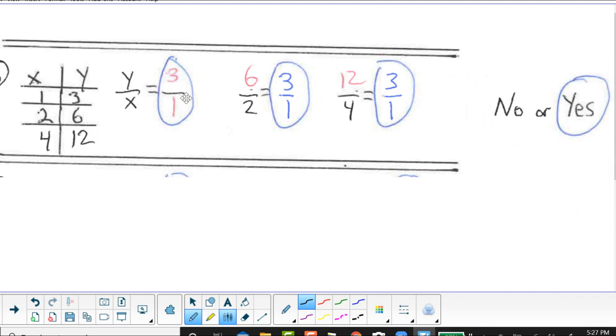Let's try 3 over 1. Is that the same as 6 over 2? Yes, it is. Is that the same as 12 over 4? Yes, it is. Therefore, it is proportional.